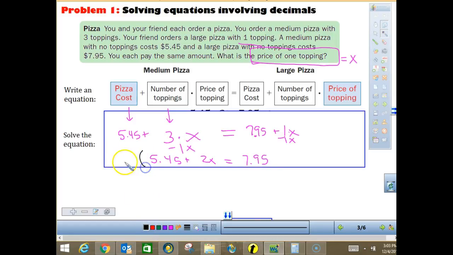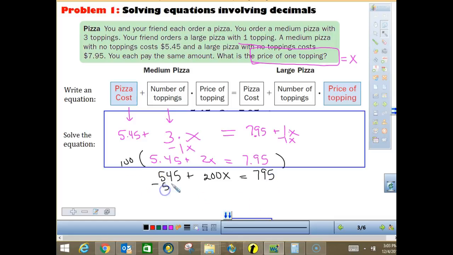100. So if I want to think now of multiplying by 100, my equation's a little simpler. I don't have as many numbers. And so I'm going to have 545 plus how many x? 200x. Just watch that one. That gives people a problem where they want to put 2x equals 795.